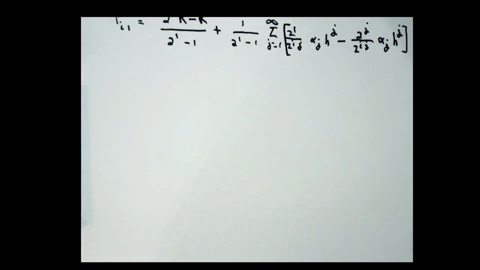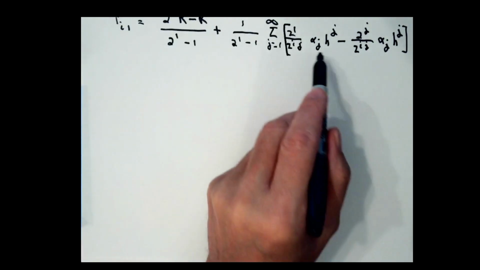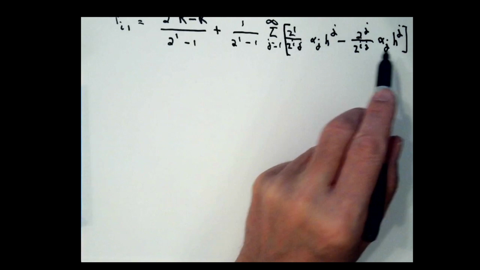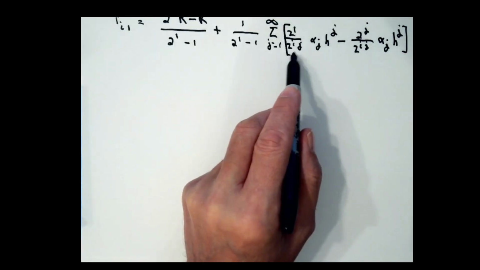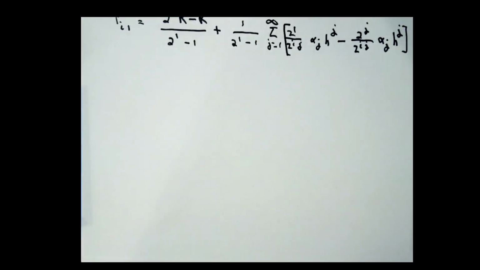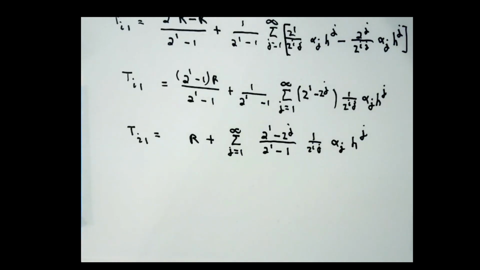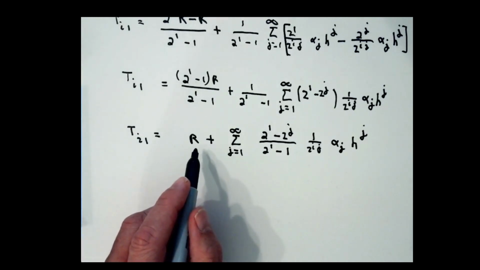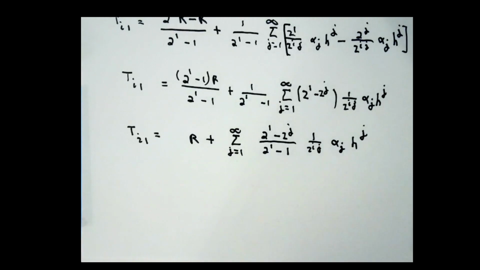If you'll observe, in the infinite series that remains, each term is going to have alpha_j, each term is going to have h^j, each term is going to have 2 raised to the i times j in the denominator of a fraction, so actually I can simplify this a good deal. For the numbers that are in column k equals 1, we now have a formula for t_{i,1}. It's the actual thing we're interested in, plus this infinite series.